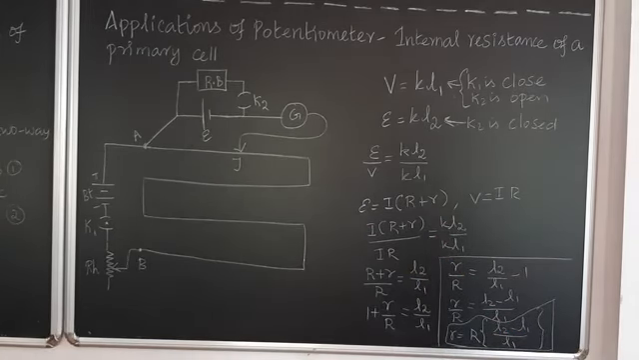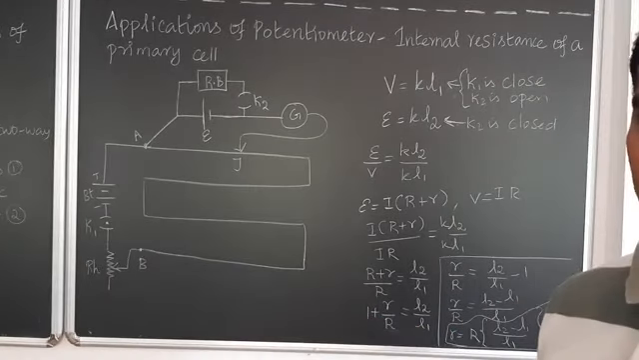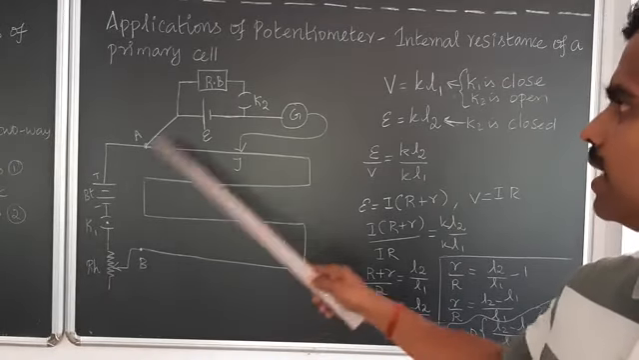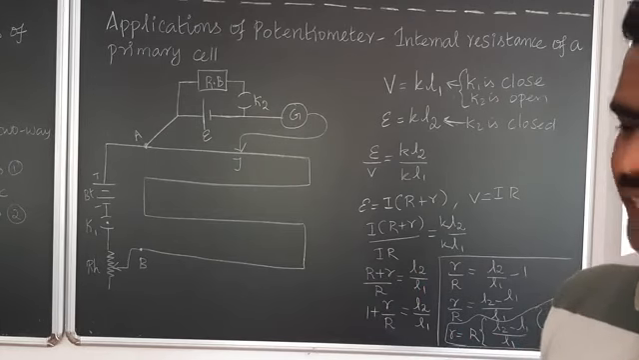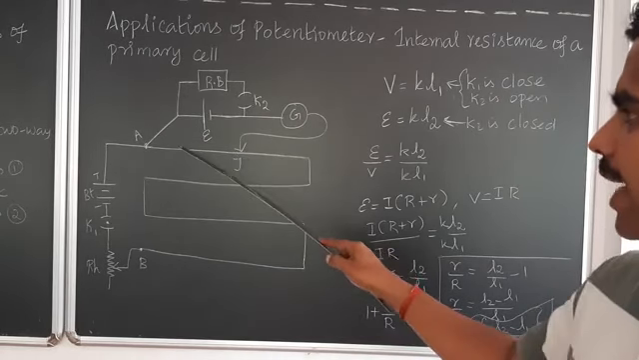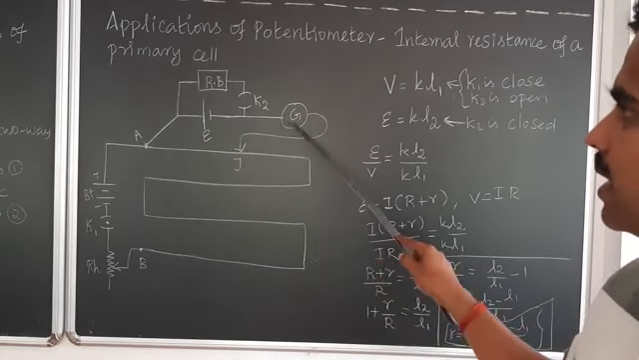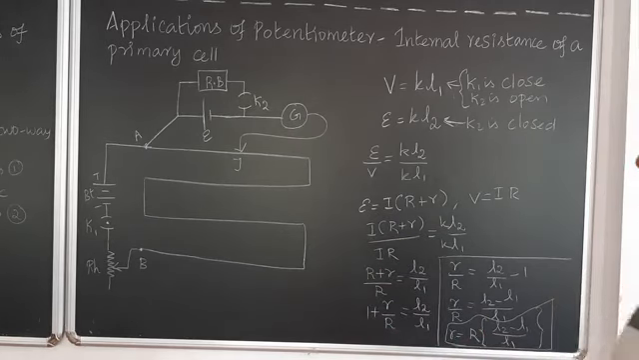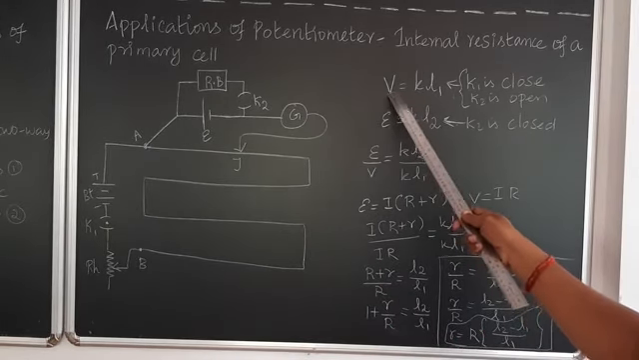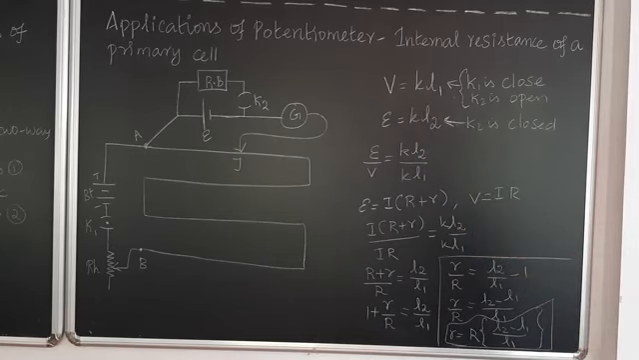Now what I am going to do: I close key K1, and K2 is open, right? So using this jockey, I slide over the wire. At one point the galvanometer shows null deflection. So at that point I noted V is equal to K into L1, when K1 is closed and K2 is open.